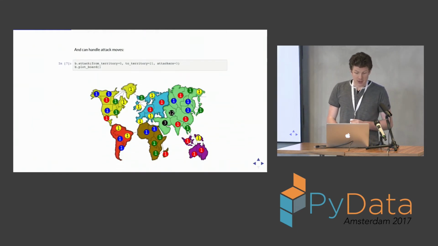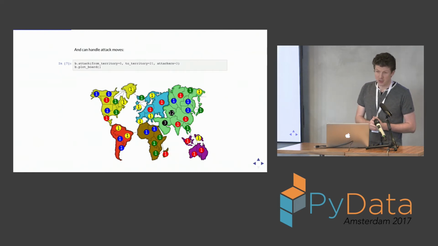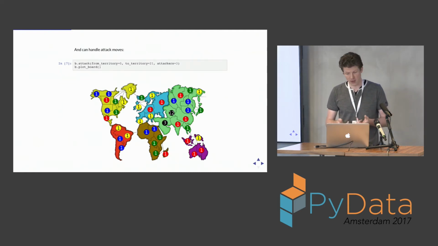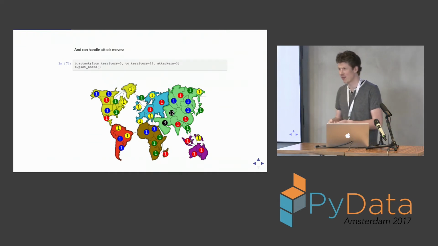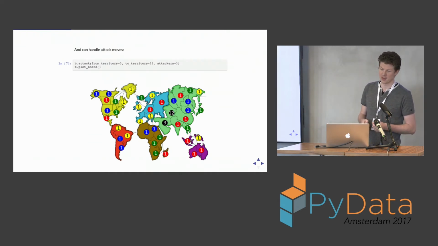This means that it can also handle attack moves using this. So for example, I can tell it I want to attack from territory 0 to territory 21 with 3 attackers. And then you can see, once you plot the board, that in this case he was actually successful and managed to take another territory. The board also rolls the dice and handles all of that, so you don't need to do all the dice rolling and figuring out who won.